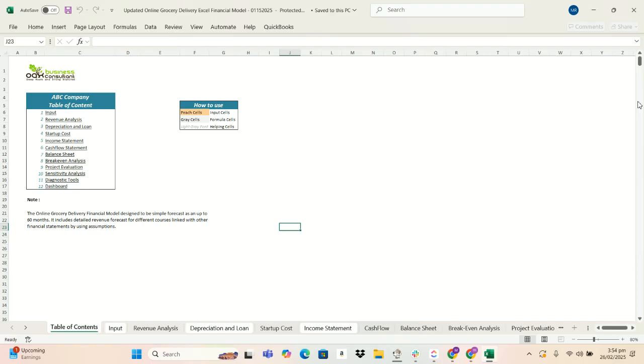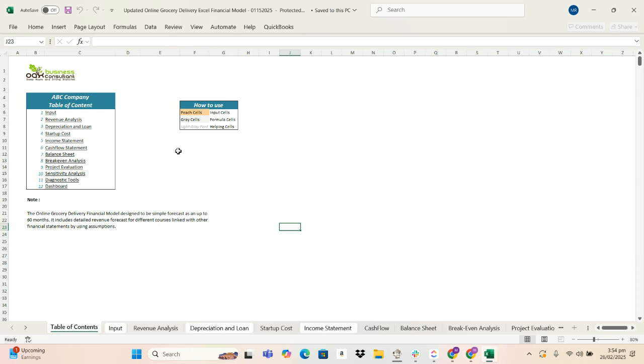Today we are going to discuss the online grocery delivery Excel financial model. Over here you can see the table of contents. We have input sheet, revenue analysis, depreciation and loan chart, startup costs, income statement, cash flow statement, balance sheet, break-even analysis, project evaluation, sensitivity analysis, diagnostic tools, and a dashboard.